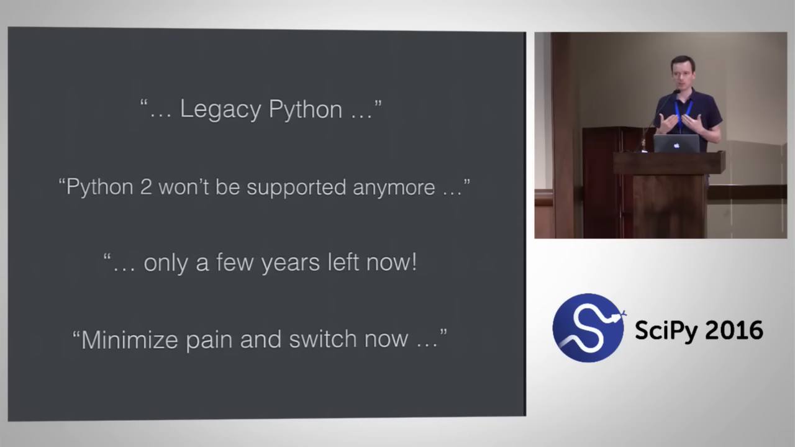Well, one of the main issues is that they have to put up with a lot of comments that developers, including myself, have made in the past. We say things like "legacy Python," which is not really a nice thing to say, in the sense that it's trying to shame them into upgrading to Python 3. We also say, "Python 2 won't be supported anymore in 2020, so you should upgrade now. There's only a few years left." And we say, "it's going to be painful to switch, but you should switch now and not later, because it'll be even more painful."